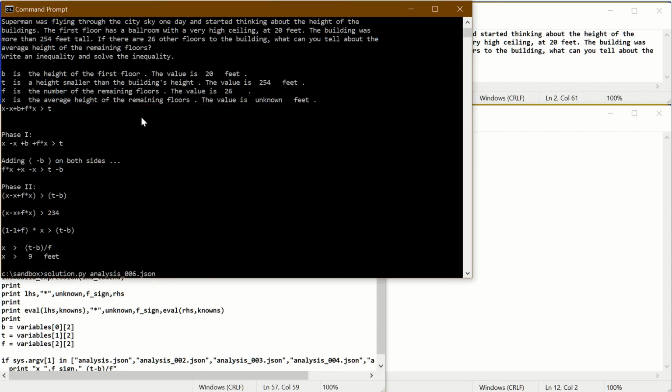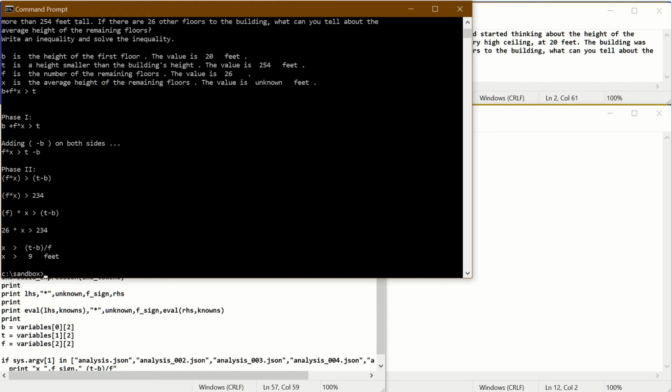So let's start with the first one. Okay, so we have 26 times x is larger than 234. That's good. Second test. 13 times x is larger than 234. So in this test f is 13. Then third test. 26x is smaller than 234. Okay, this was the smaller than problem.